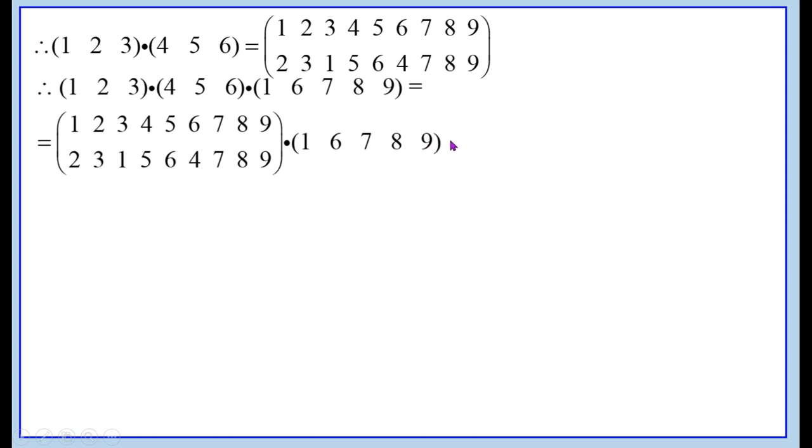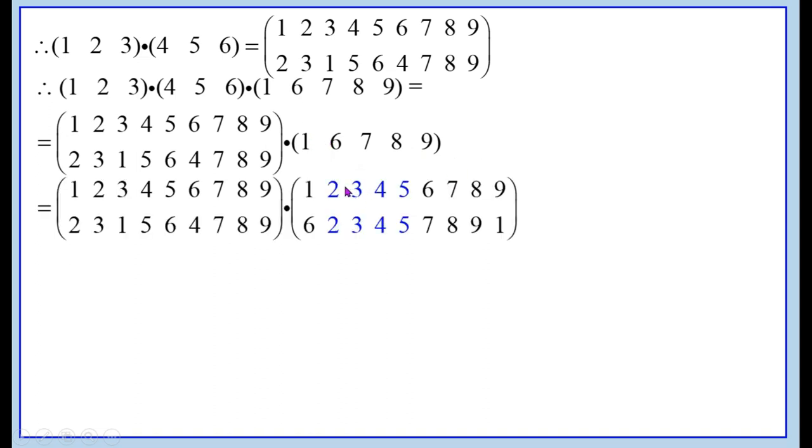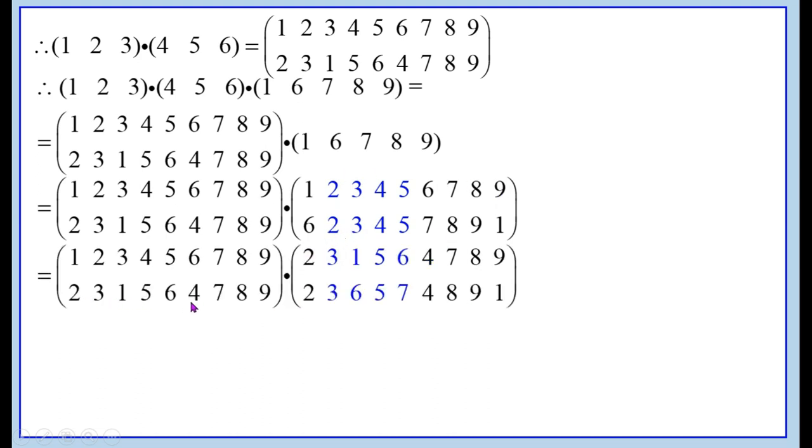We are going to write the third cycle as a permutation, because it is very easy to multiply two permutations rather than two cycles. In this cycle, 2 is missing, 3, 4, 5 are missing, and so are the others, so those numbers are nothing but identity permutations. 1 goes to 6, 6 goes to 7, 7 goes to 8, 8 goes to 9, 9 goes to 1. Now we are going to rearrange the columns of the second permutation without affecting their respective images. We have arranged 2, 3, 1, 5, 6, 4, 7, 8, 9.